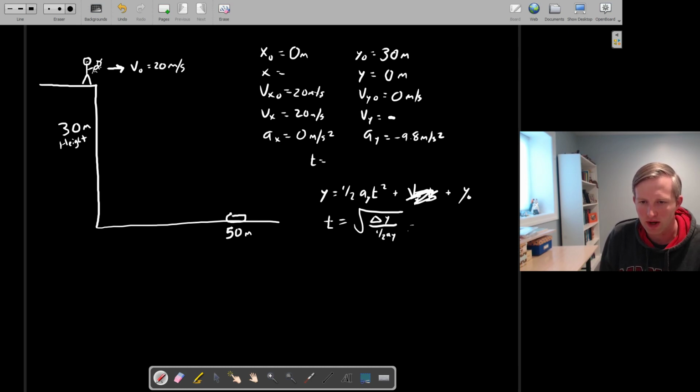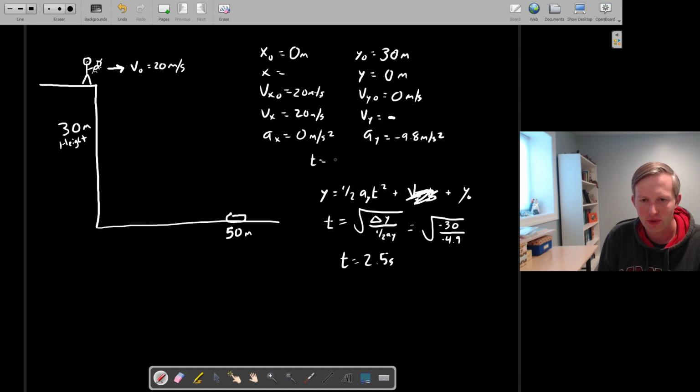But this is what we're going to end up with. And so if I do this, I know that my change in y is negative 30 meters, and I know that half of my acceleration is negative 4.9, and I should be able to solve for a time value here of about 2.5 seconds for the raccoon to hit the ground. So the next question is going to be, well, is 2.5 seconds the right amount of time for him to reach our raccoon safety catching net?